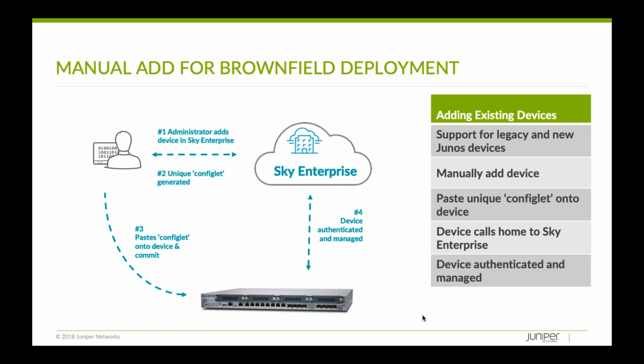So in almost all cases, there are no firewall rules or NAT rules required in order to communicate with Sky Enterprise. All the communication is initiated by the device and is outbound. If the interface drops, then the device will reconnect. So in summary, it just works.